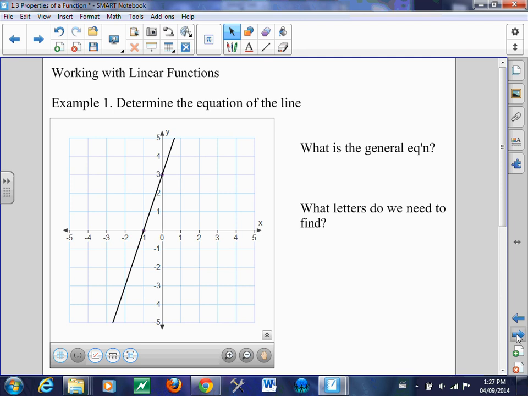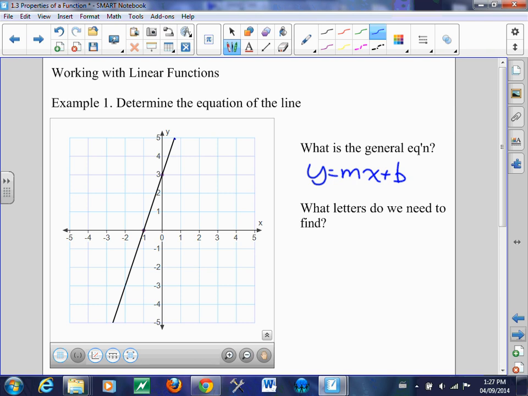Example 1, determine the equation of the line. Well, first of all, what's our general equation? It's y equals mx plus b. And how do you know that? Because look at that, that's a straight line. Okay, and again, that straight line should have some arrows on it. I apologize. Okay, and when we try to find the equation, what letters do we need to find? We need to find m, and we need to find b.